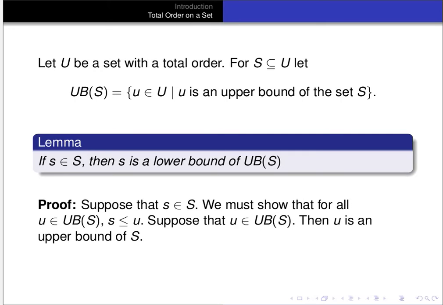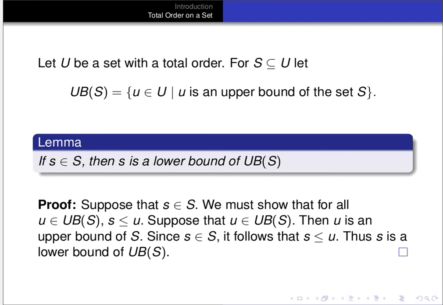u is an upper bound of S. Well, if u is an upper bound of S, that means that it's greater than or equal to everything in S. In particular, since s is in S, it follows that s is less than or equal to u. Okay, and that's all we have to say. That shows that s is a lower bound of UB of S, because anything you pick in UB of S, s is less than or equal to that. So any element of S is a lower bound of the set of upper bounds of S.